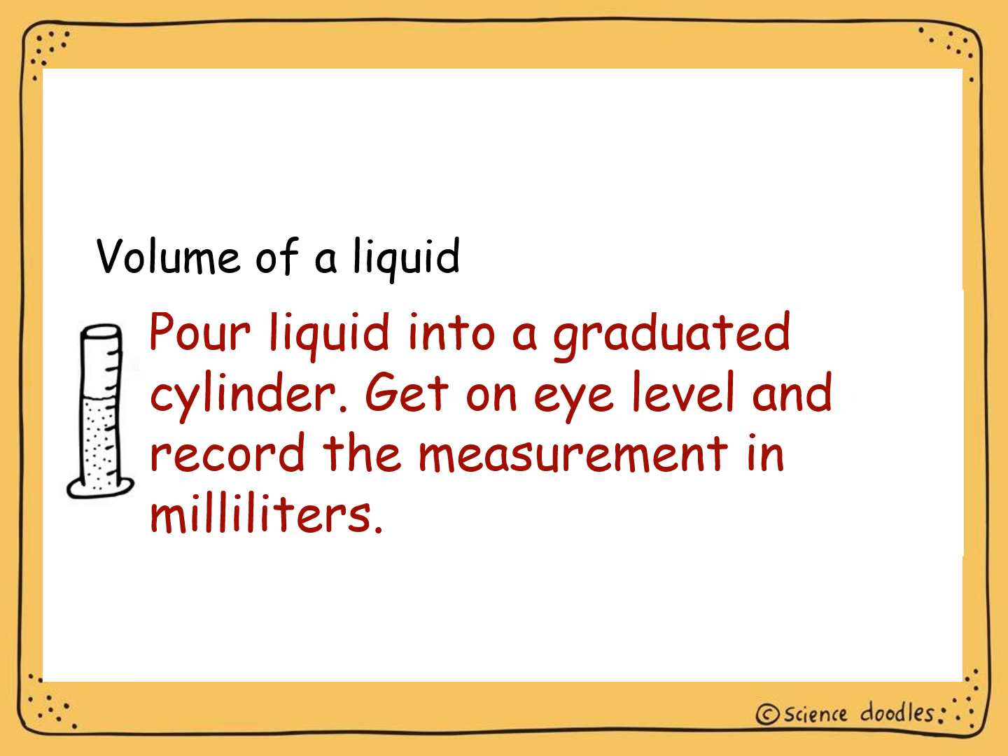To find the volume of a liquid, we would pour the liquid into a graduated cylinder. Could be a beaker, could be a measuring cup. We want to get on eye level, which means all the way down so we can see the graduated lines. And then we want to record or write down that measurement in milliliters.